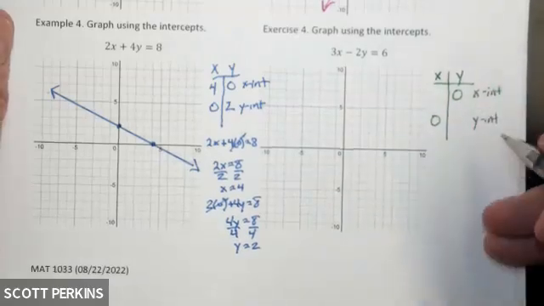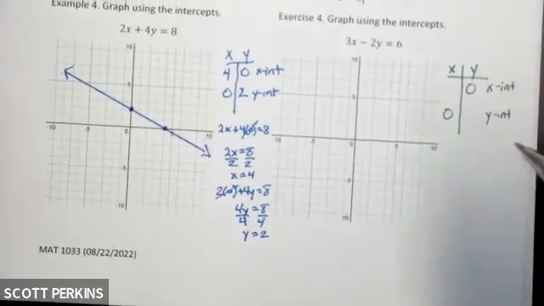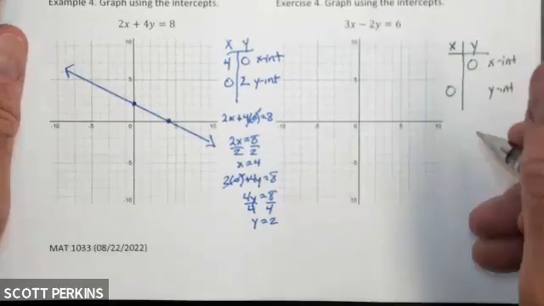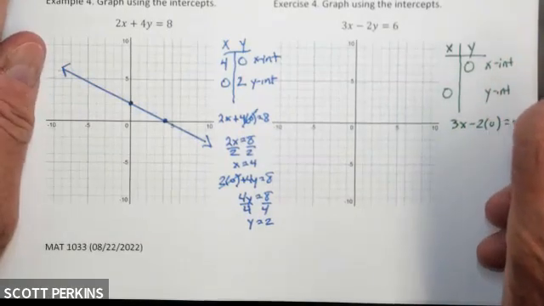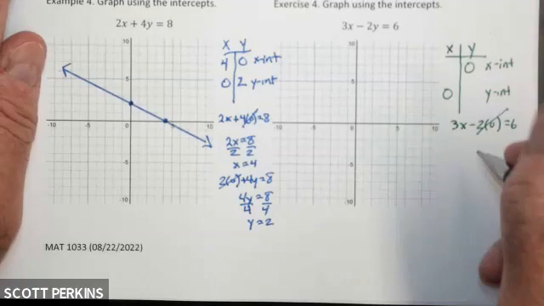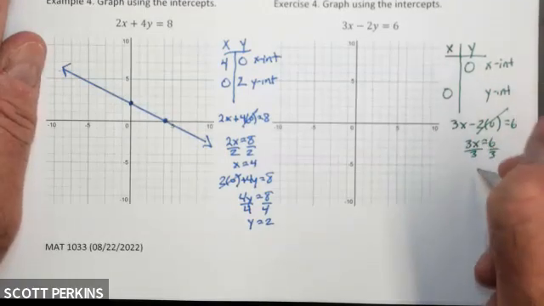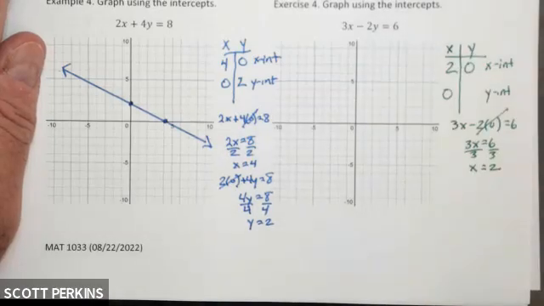I'm going to plug 0 in for y first. Again, I know some of you can do this quicker than others, and that is great. The whole point of the intercept method is to make this nice and quick. So I've got 3x minus 2 times 0 equals 6. 2 times 0 is 0, so 3x equals 6. And when I divide, I get x is equal to 2. So there's my x-intercept, 2, 0.